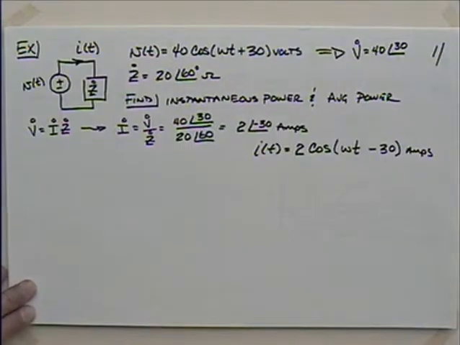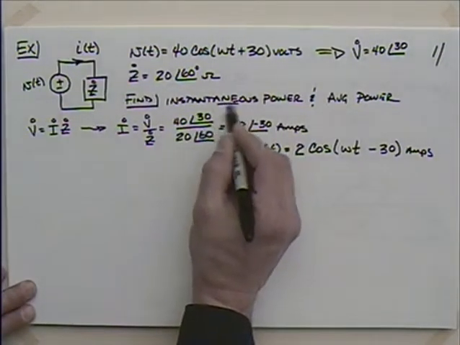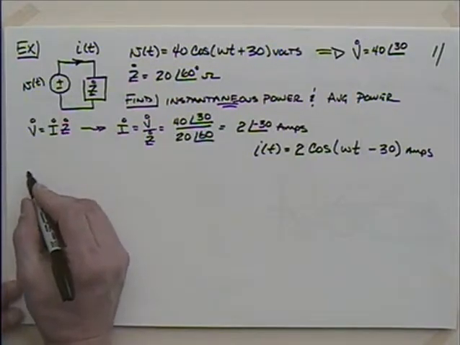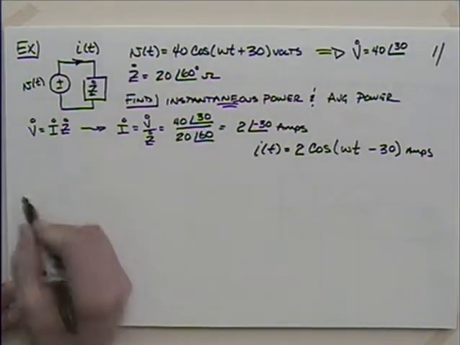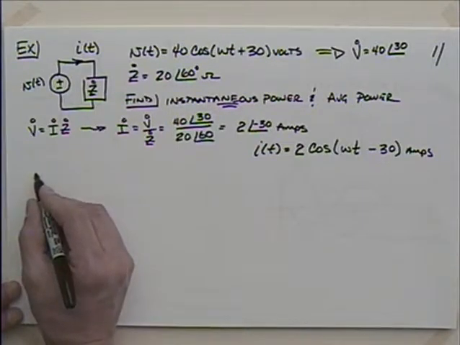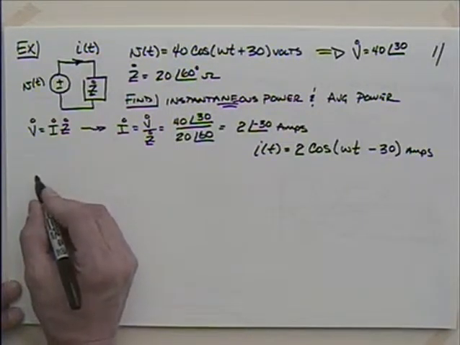So looking first at the instantaneous power, this is probably the only example we use on instantaneous power. Probably one of its greatest uses was the calculation of average power, which we will do quite a bit. But let's look at the instantaneous power.